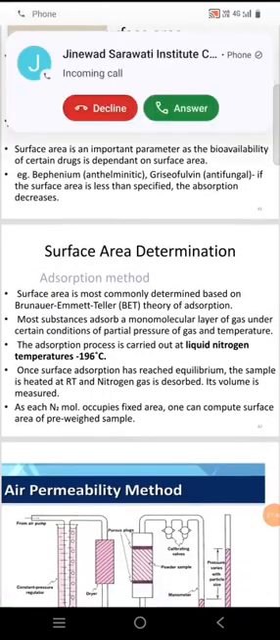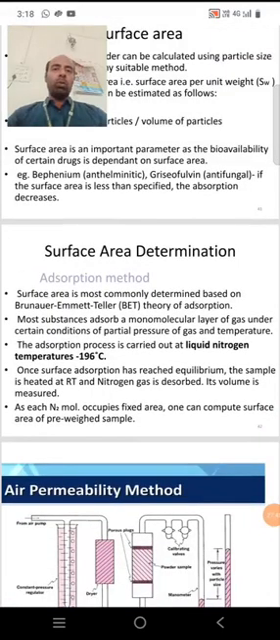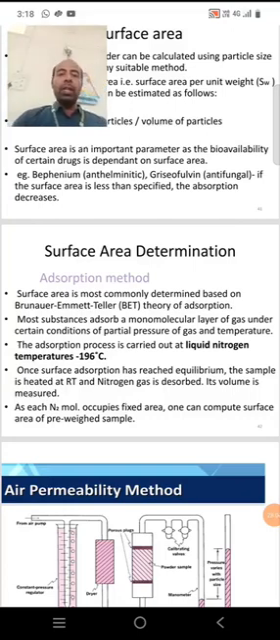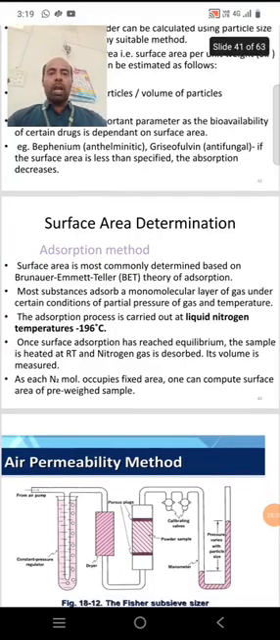How is surface area determined? Adsorption method. Surface area is most commonly determined based on the Brunauer-Emmett-Teller, that is the BET theory of adsorption. Most substances adsorb a monomolecular layer of gas under certain conditions of partial pressure of gas and temperature. The adsorption process is carried out at liquid nitrogen temperature.